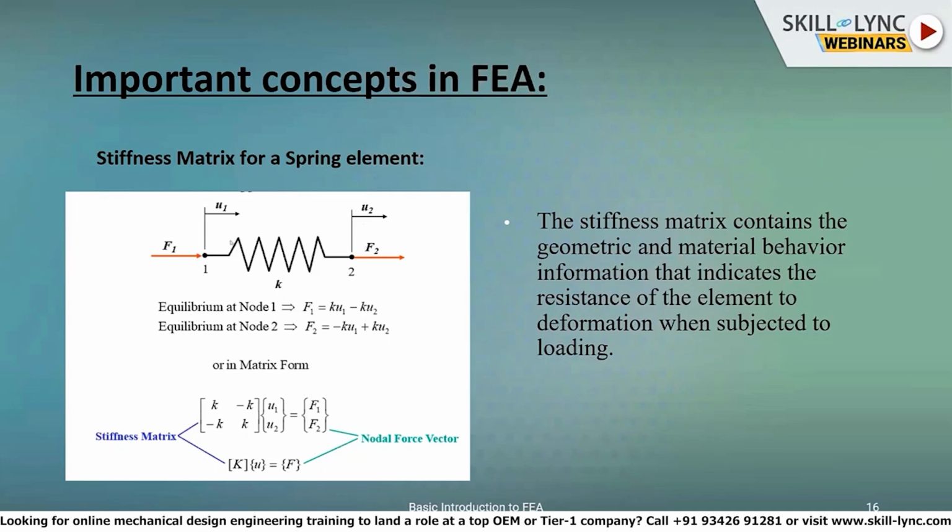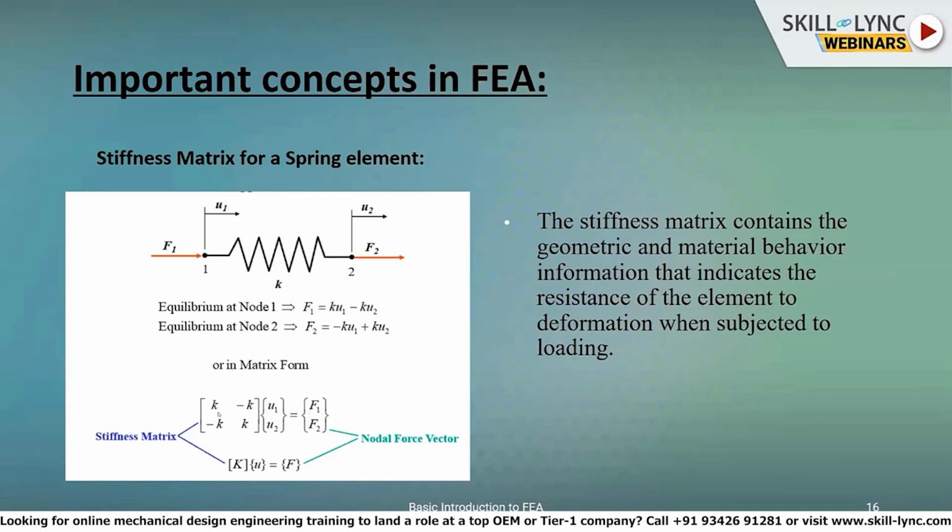If we solve the equilibrium at node 1, the equation we get is F1 = KU1 - KU2. At node 2, the equation we get is F2 = -KU1 + KU2. If we form the matrix with these equilibrium equations, we can write it in matrix form for easy solution. In that case, we will have K as the stiffness matrix, the displacement matrix, and the nodal force vector.